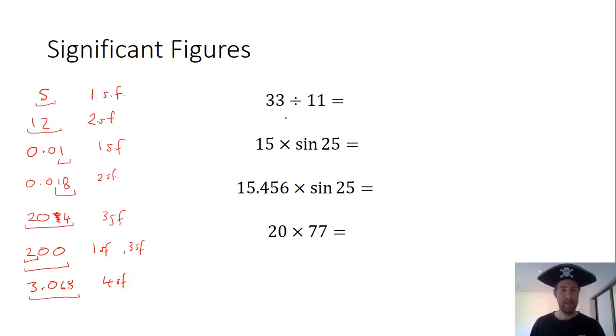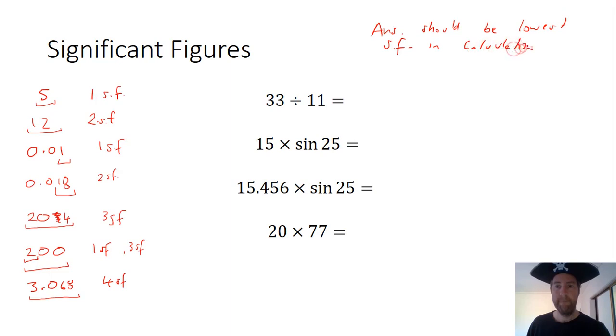All right, let's do some calculations. The rule is when we have an answer, our answer should be the lowest significant figures in the calculation. So for example, 33 has two significant figures, 11 has two significant figures. My answer, whatever it's going to be, is going to be two significant figures when I want to write it in significant figures.